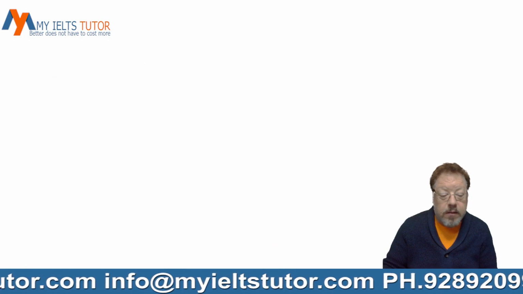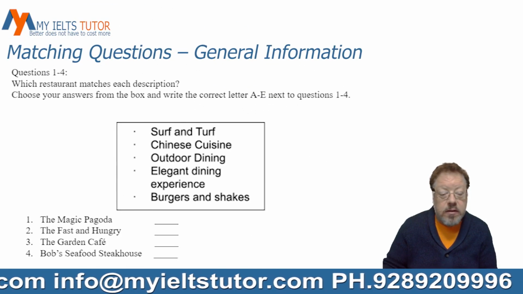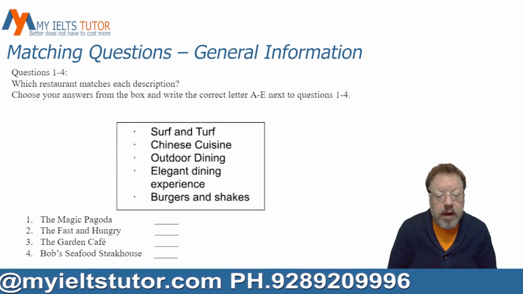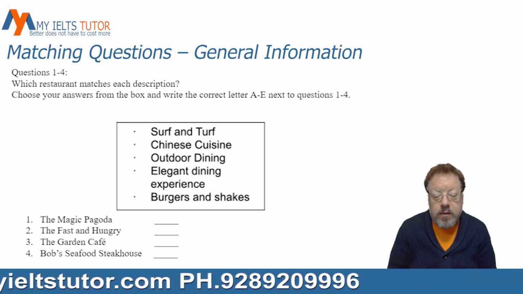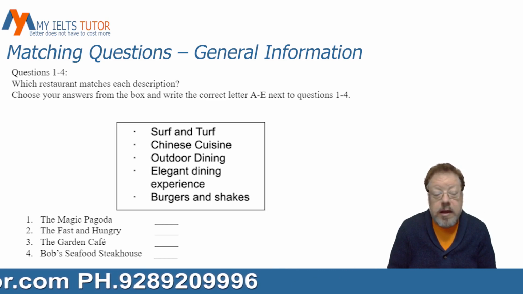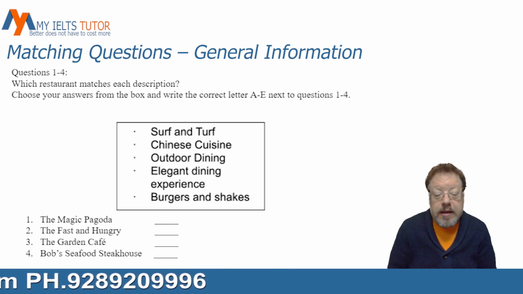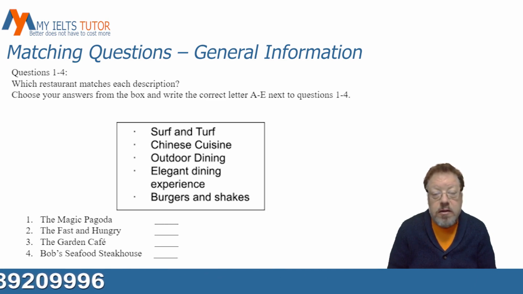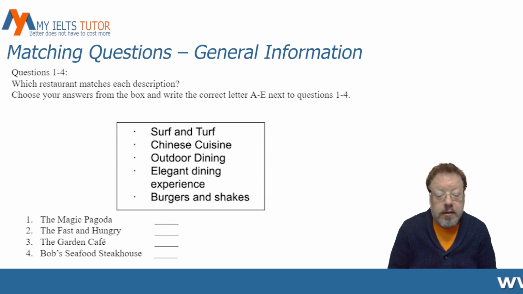So now, matching questions look kind of like this. You have a list of options A through E, and then you have 4 questions. You could have more options than questions. So in this case, you have more options than questions, but you could have more questions than options, and that means you would use an option more than once. So those are the 2 types.